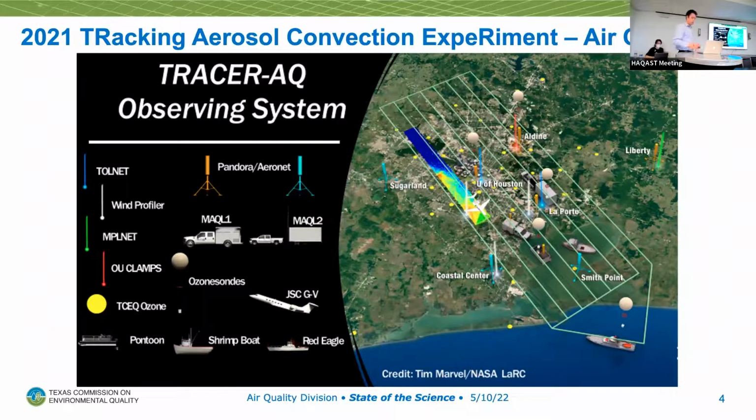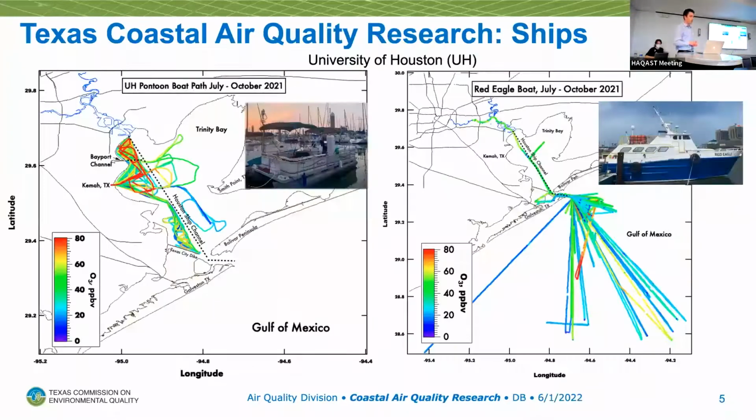So I just wanted to show some initial results, and Travis Griggs is here, and a lot of the work from University of Houston is from him. They had instrumented a pontoon boat from the University of Houston that's shown on the left, and then they had a commercial service boat on the right that had ozone instrumentation and meteorological instrumentation as well. And so this just shows the tracks that had happened all last year.